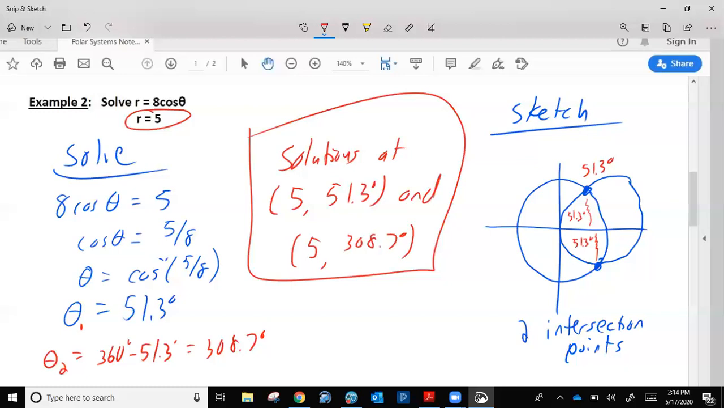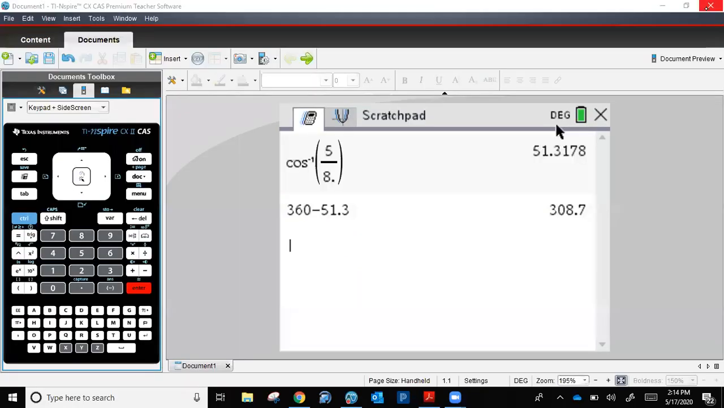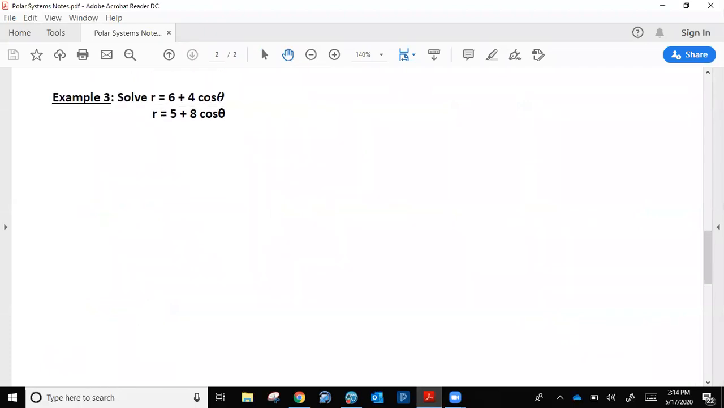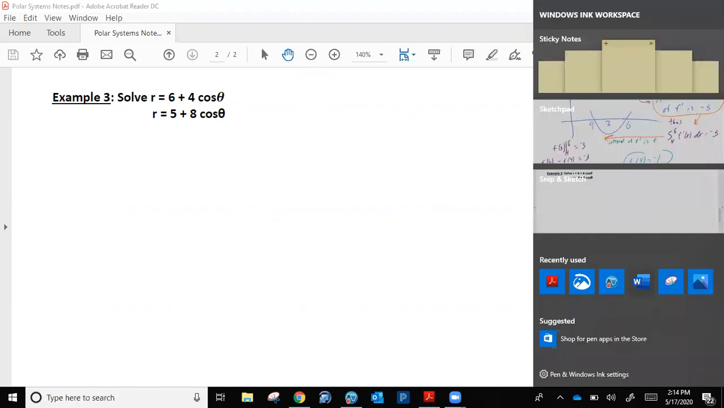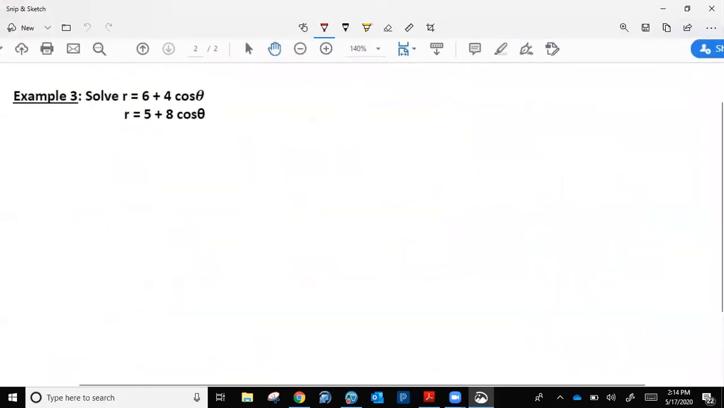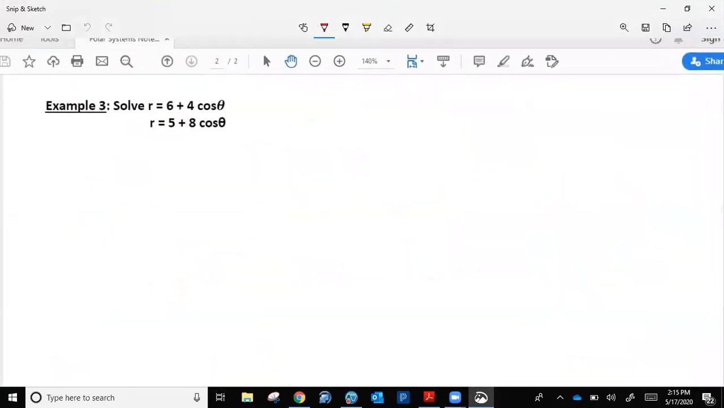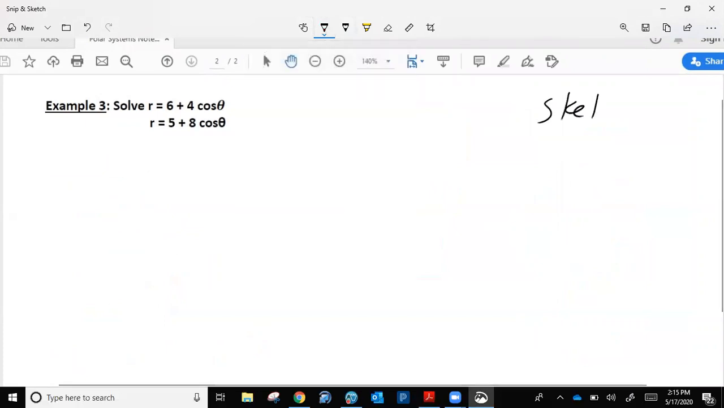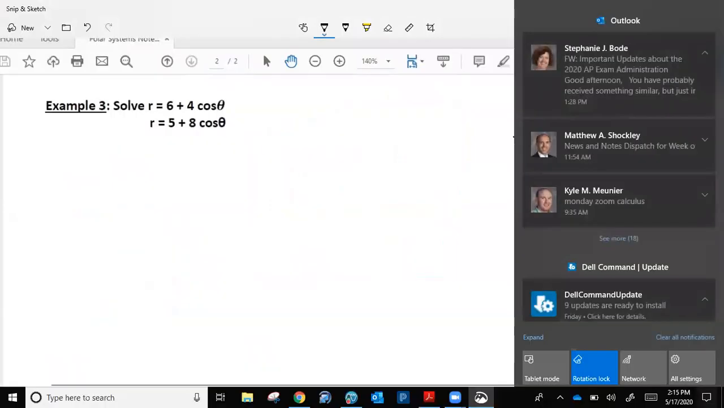Okay, moving on. So now we've got 6 plus 4 cosine theta and 5 plus 8 cosine theta. Same routine here. I want to make a sketch to find potential solutions and points of intersection. Something like that.